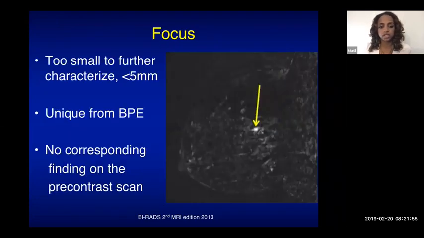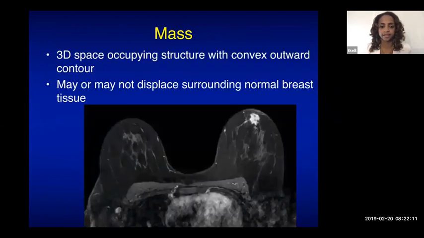A focus is an abnormal enhancement that's too small to further characterize, and it's usually less than 5 millimeters. So it's too small for you to describe the margins or the shape, but it is unique from background parenchymal enhancement, and there's no corresponding finding on the pre-contrast scan.